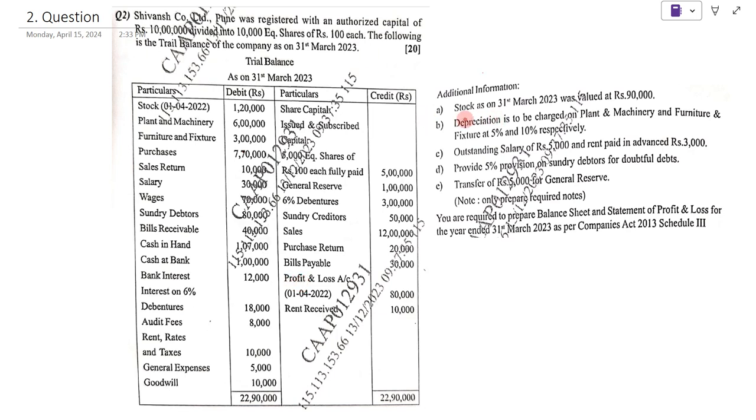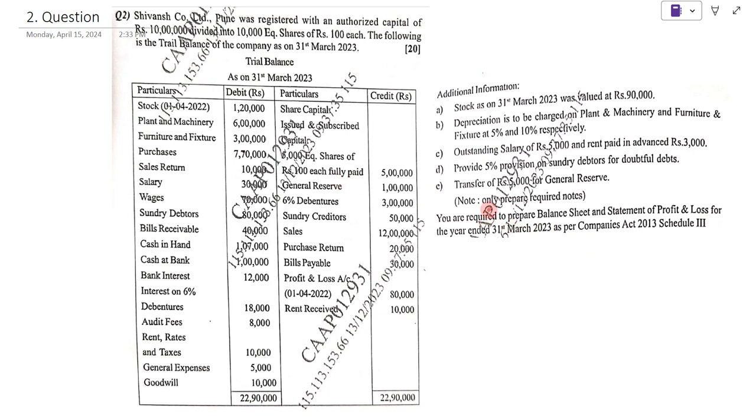First is stock as on 31st March 2023. This is the closing stock. So the closing stock is 90,000. Then depreciation is to be charged on plant and machinery and furnitures 5% and 10% respectively. Outstanding salary 5,000 and rent paid in advance 3,000. Provide 5% RDD on sundry debtors. Then transfer 5,000 to general reserve.